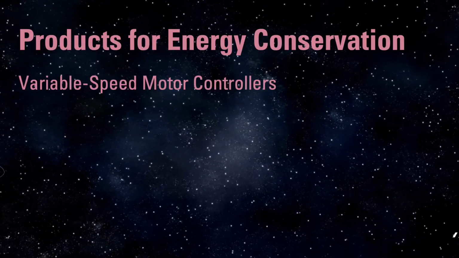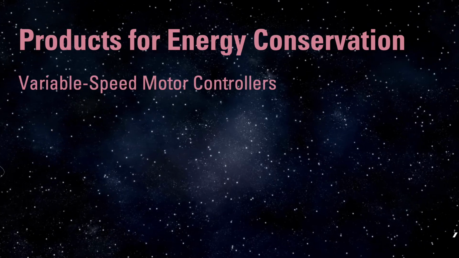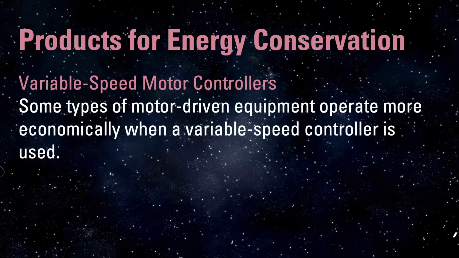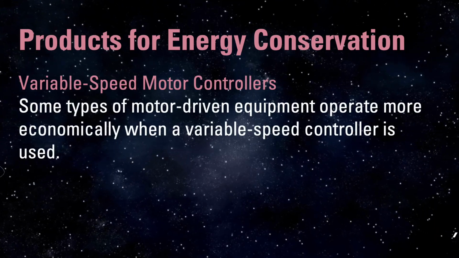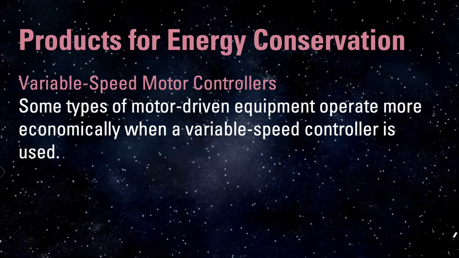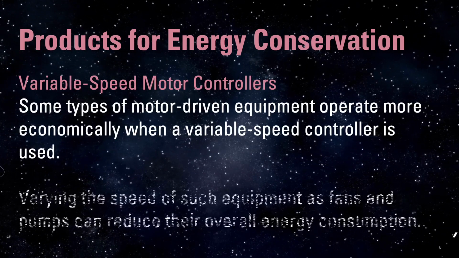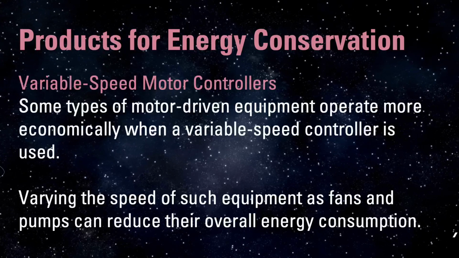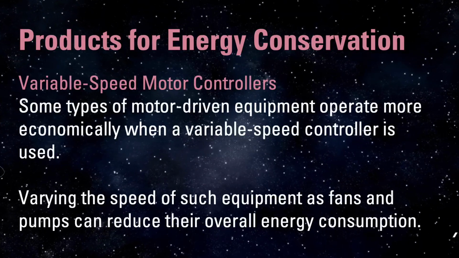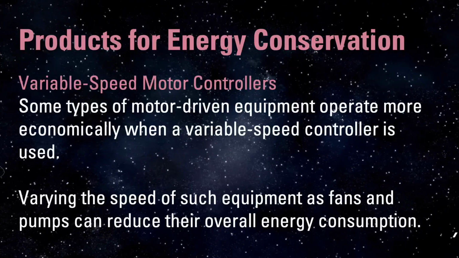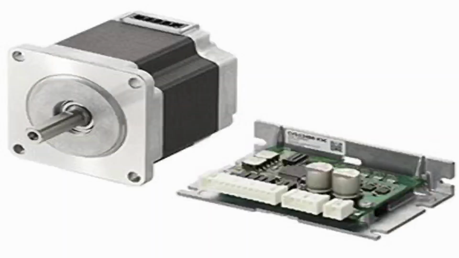Another product for energy conservation is the variable speed motor controller. Some types of motor-driven equipment operate more economically when a variable speed controller is used. Varying the speed of such equipment as fans and pumps can reduce their overall energy consumption. This is an example of a variable speed motor controller.